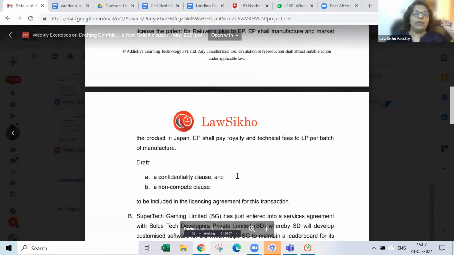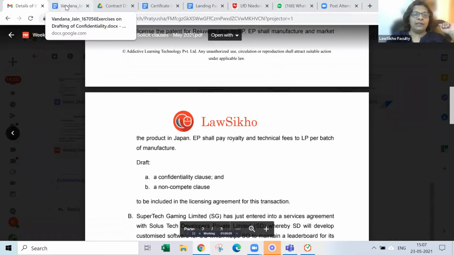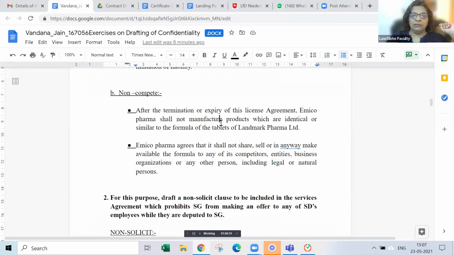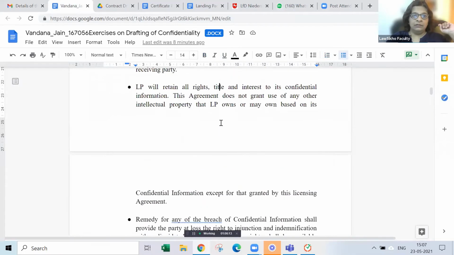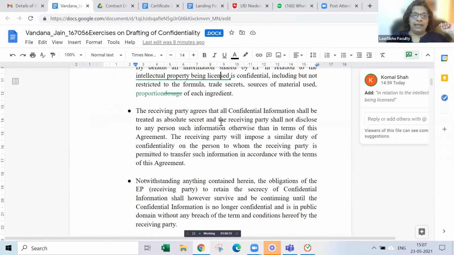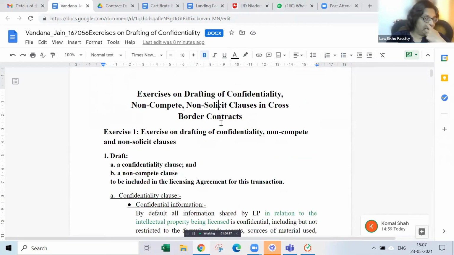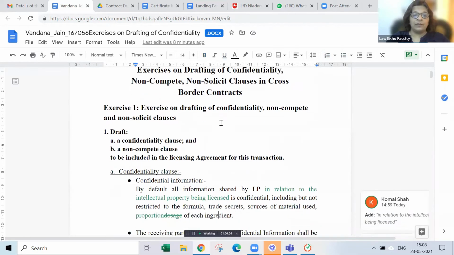So let's look at now the submission. I've opened up Vandana's submission here. And I can say that she's tried to draft the clauses from scratch. Okay, she's not taken things out from the template. She's tried to draft it from scratch, which is really good. Okay, so the confidentiality clause first.